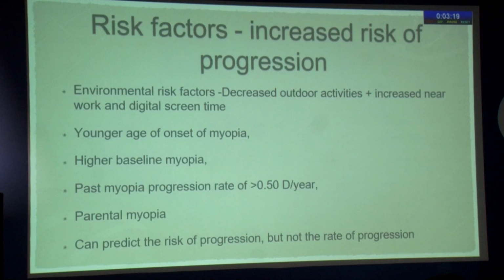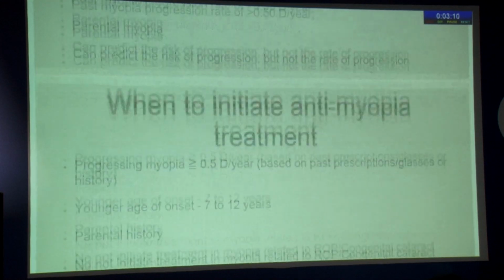Younger age of myopia, higher baseline myopia, past myopia progression, parental myopia, they all can predict progression, but none of them can give you the rate of progression of the child. That is very, very personalized.